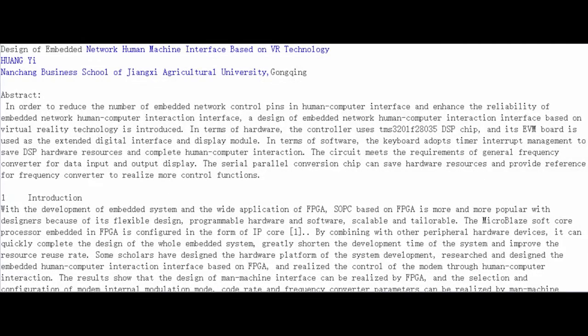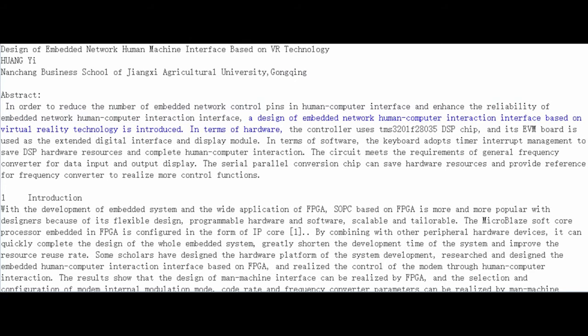Network Human Machine Interface based on VR Technology, Huang Yunanchang, Business School of Jiangxi Agricultural University. Abstract. In order to reduce the number of embedded network control pins in the human-computer interface and enhance the reliability of the embedded network human-computer interaction interface, a design of embedded network human-computer interaction interface based on virtual reality technology is introduced.